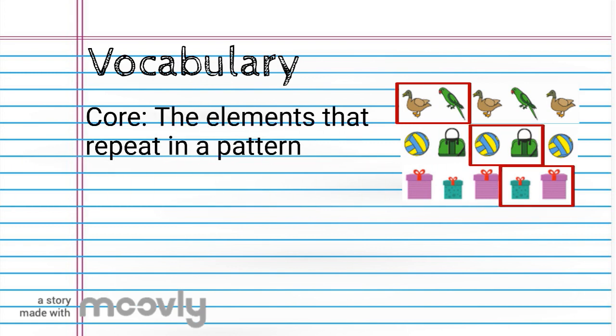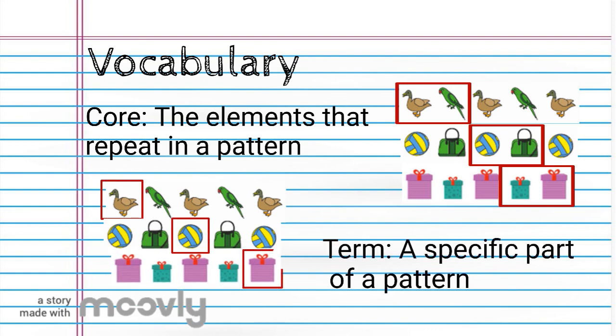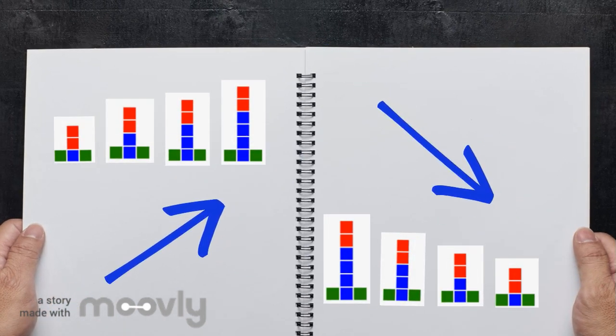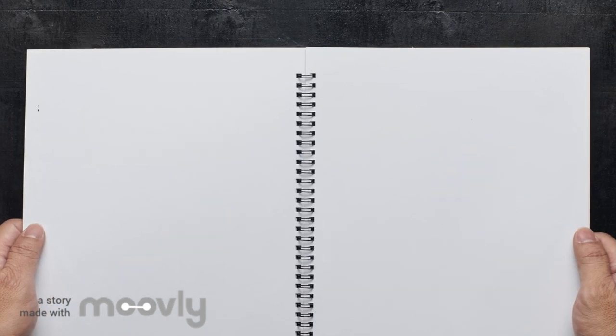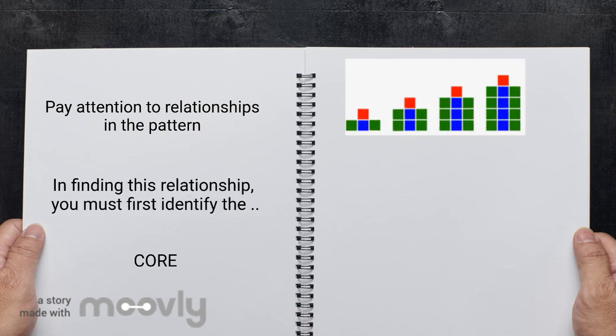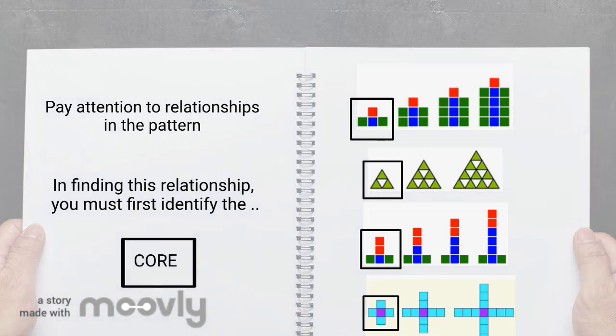This is the same for growing patterns. When referring to a specific piece of the pattern, we call this the term. Growing patterns are patterns that increase or decrease in a predictable way. When looking at growing patterns, we pay attention to relationships that allow us to identify what the pattern will be at any point along the way. The easiest way to identify a relationship is to first locate the core.